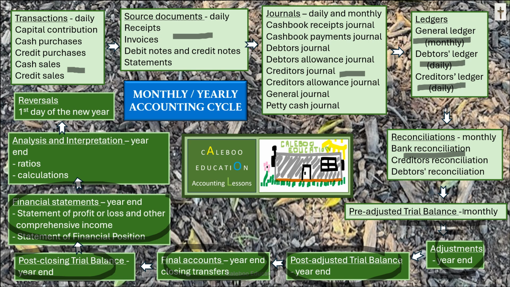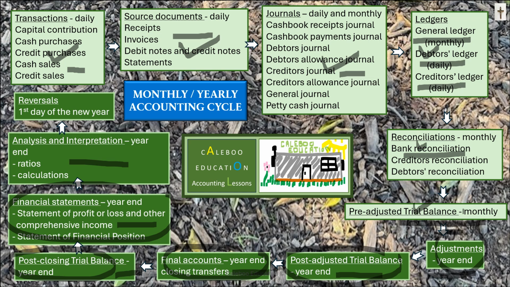Adjustments, then you're going to get an after-adjustments trial balance. Final accounts are drawn up, trading profit and loss, closing transfers are done, and then you get a post-closing trial balance, which would only include the balance sheet accounts. Financial statements are drawn up, and then you're going to analyze and interpret what's happened after the financial year. But in the light green blocks, that's what I've concentrated on in all my videos to date.